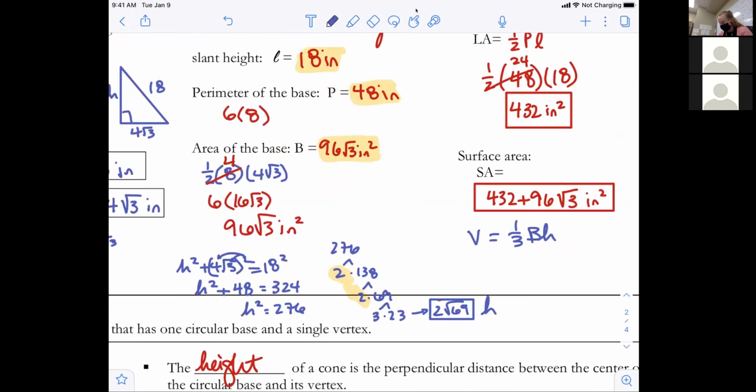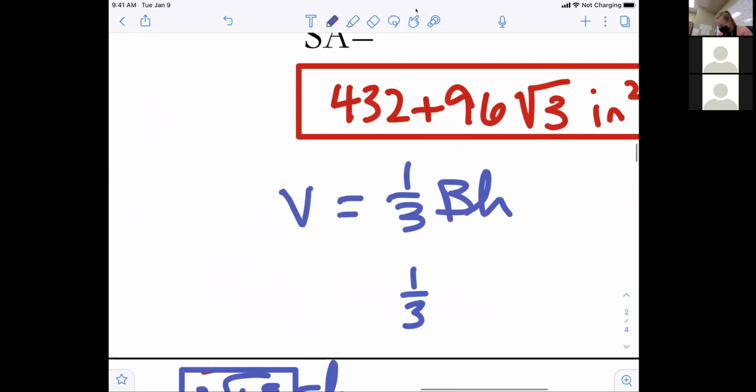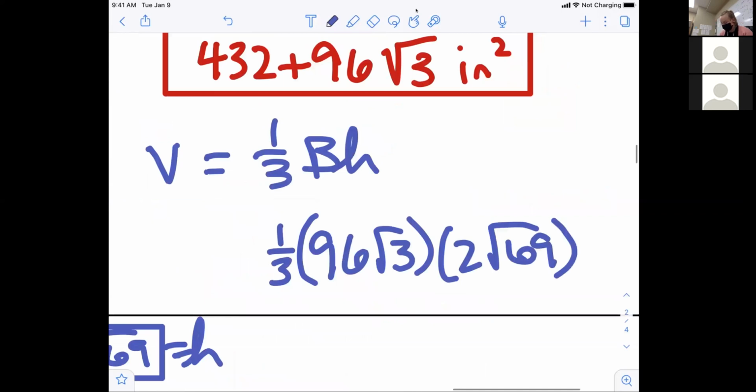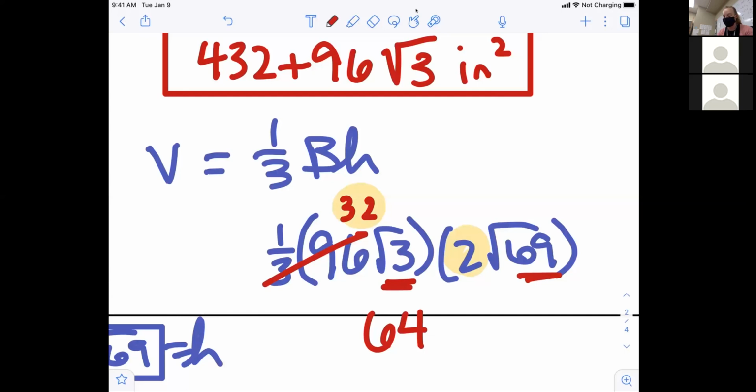So I'm going to plug that in for my h, and my B is my 96 root 3. I think I said that all wrong. And we're going to do 1/3 of that. So let's do it. 1/3 of 96 root 3 times 2 root 69. 1/3 of 96 is 32. And then I get to multiply the numbers outside the radical together. So 32 times 2 is going to be 64. And then I can multiply the numbers under the radical together. So 3 times 69 is 207.